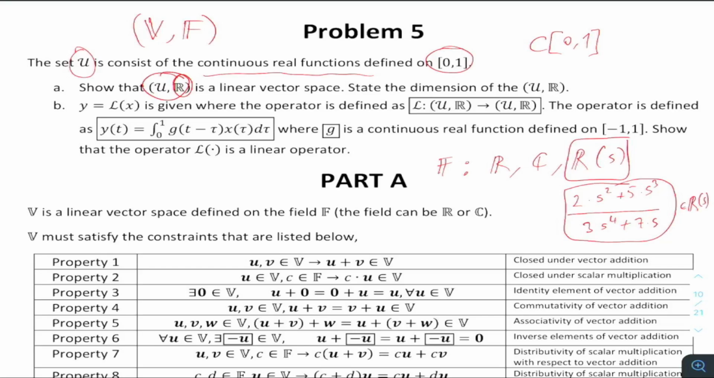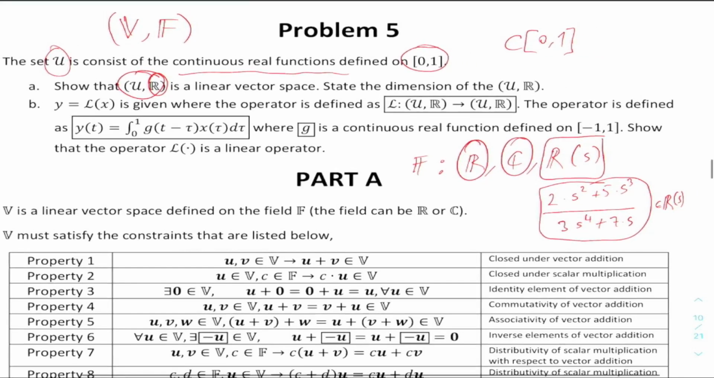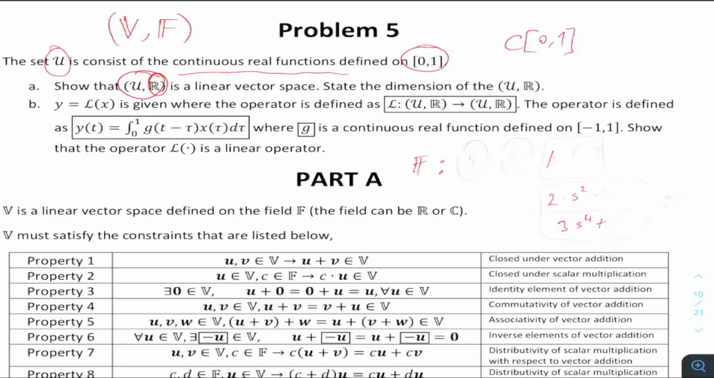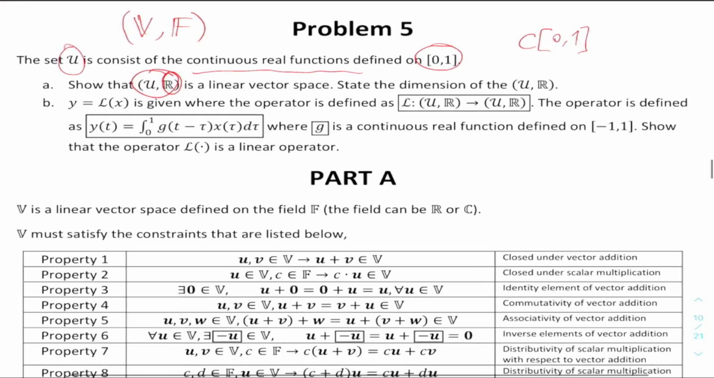Those are the three examples of a field. Of course, there must be other ones, but these are the general examples that people talk about. And all right, let's focus on the problem now.